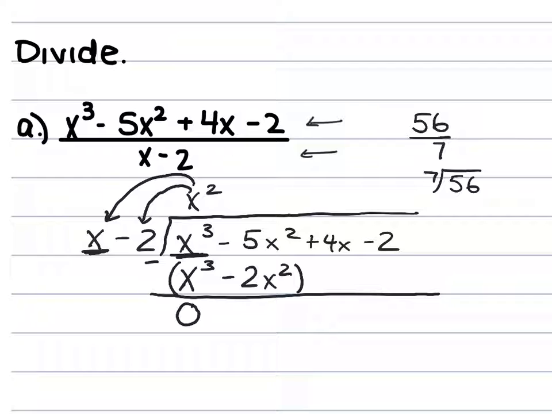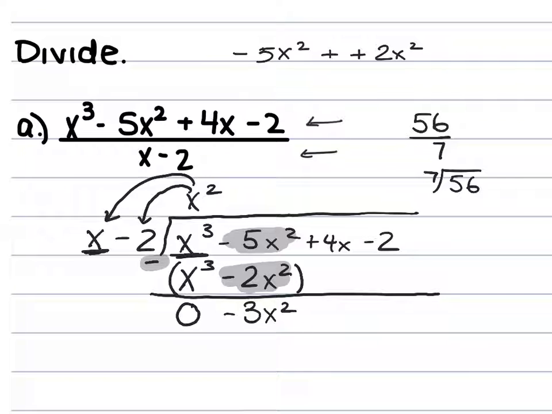0. Now, here's the part where the mistake can happen. What is negative 5x squared minus negative 2x squared? Negative 3x squared. And if you're thinking, that doesn't make sense, check it out: negative 5x squared minus a negative 2x squared becomes plus, which gives a negative 3x squared.